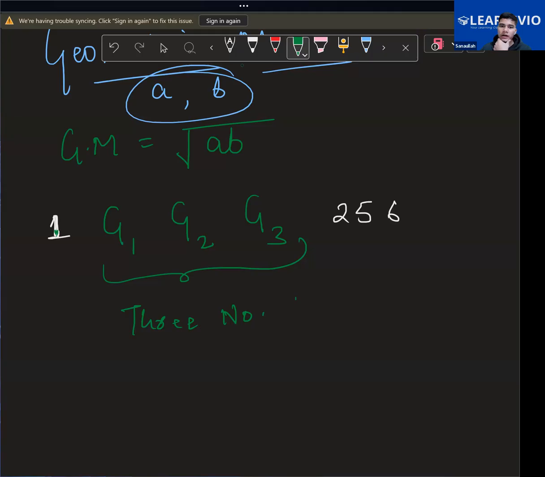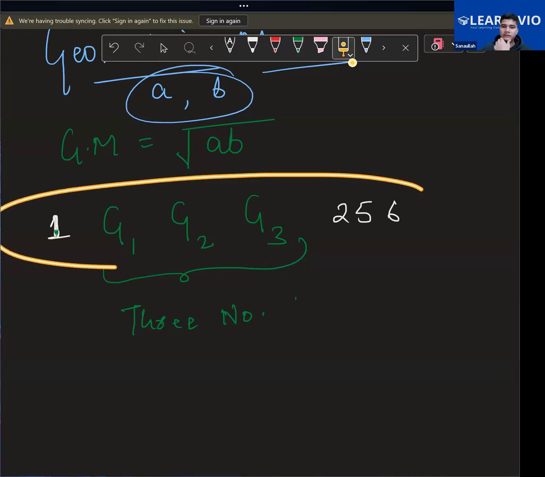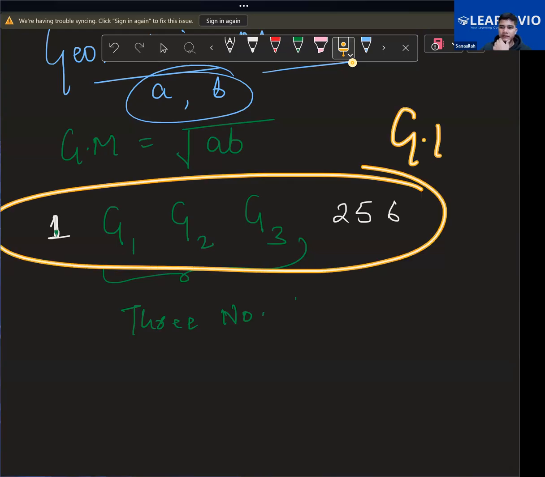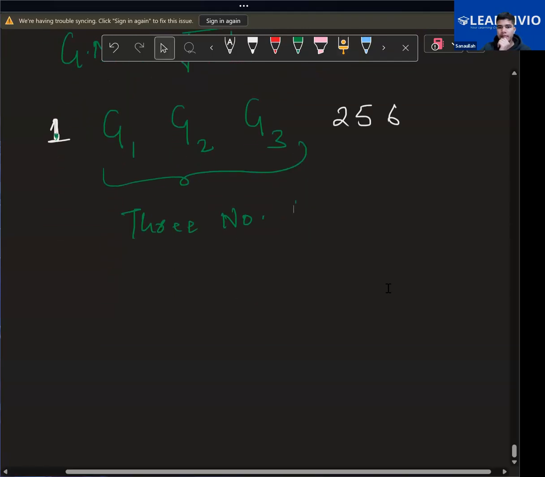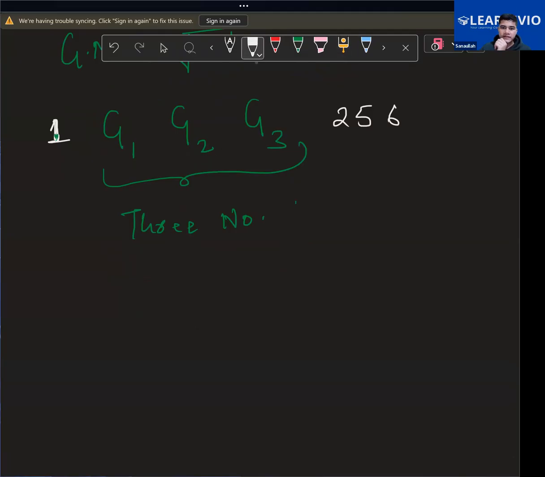Now what do we have to do? What else is given in the question? The resulting sequence is a geometric progression. So this sequence is a GP. Okay. This is clear to you? So can I take this?